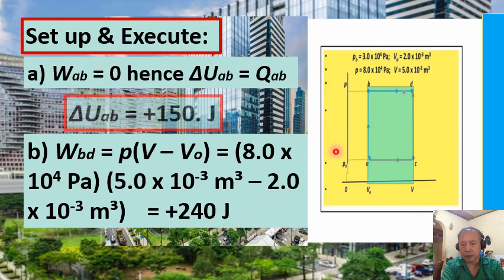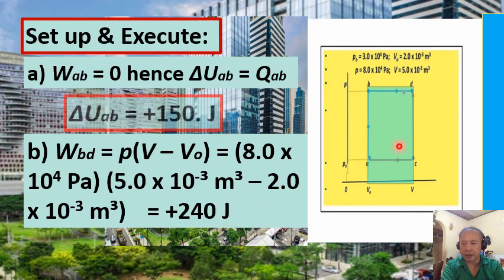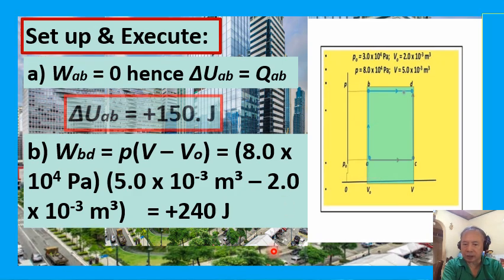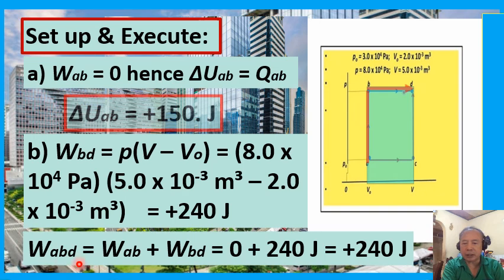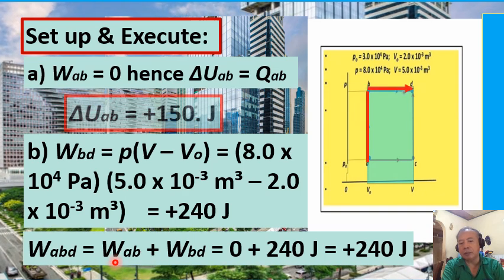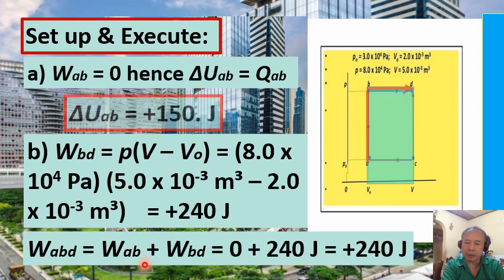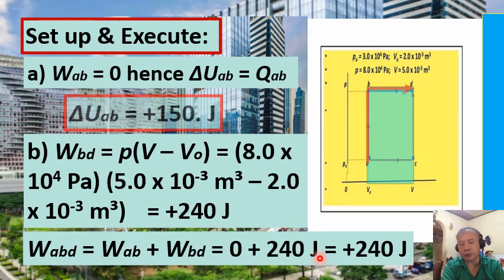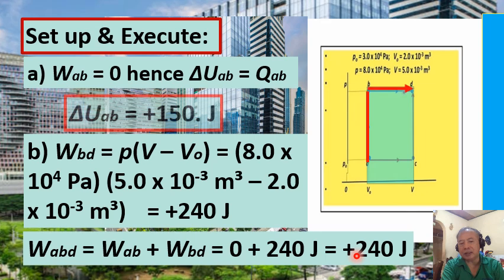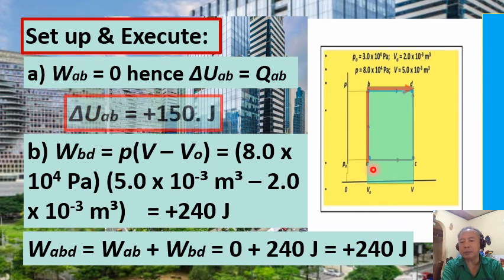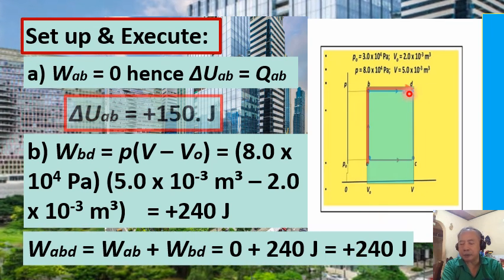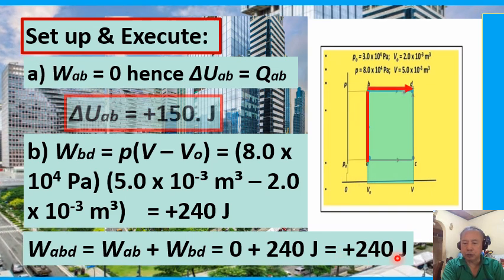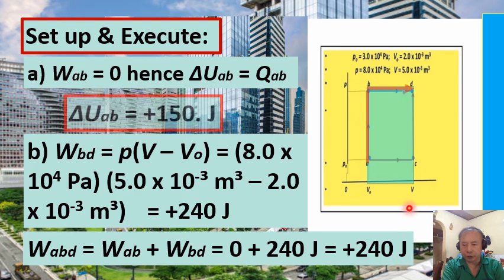So, since there is no work done along the path AB, it follows that the work done along the path ABD, which is the sum of W sub AB plus W sub BD, is 0 plus 240 joules. We say that the amount of work done along the complete path ABD for the first process is also equal to 240 joules in two significant figures.